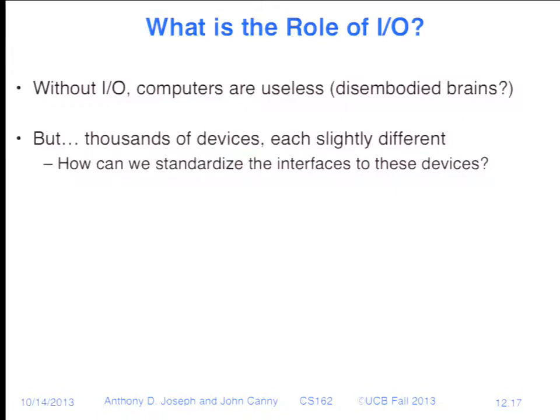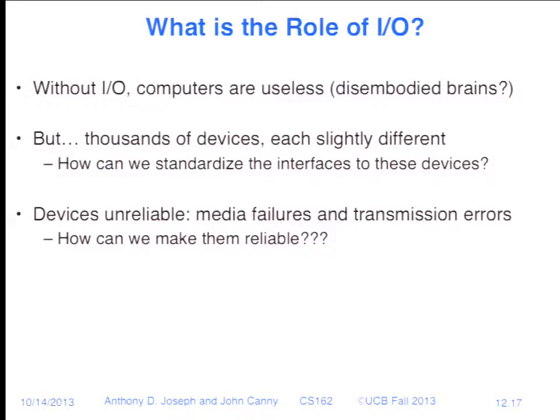But we, as we just saw, have potentially thousands of devices with different needs. And rather than having thousands of different individual pieces of code to deal with them, we want to standardize on a relatively small number of device drivers, or at least classes of device drivers.